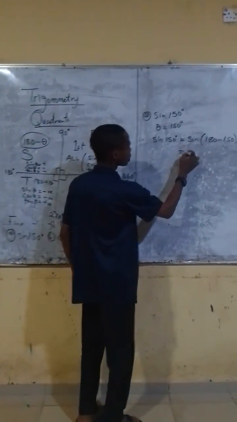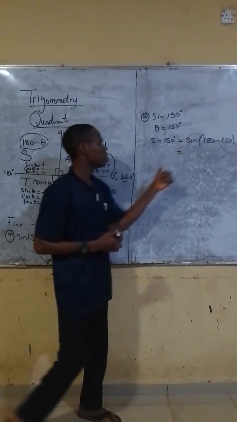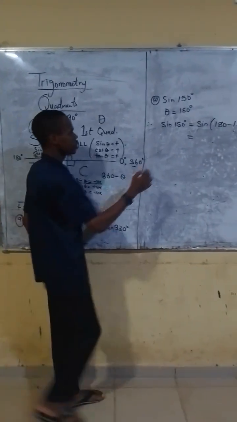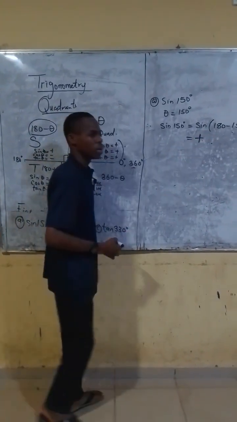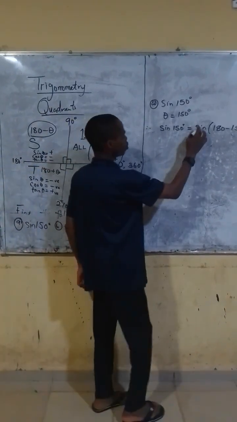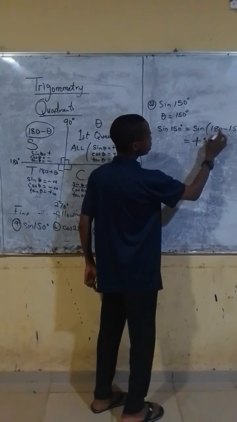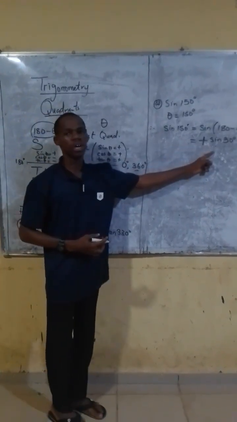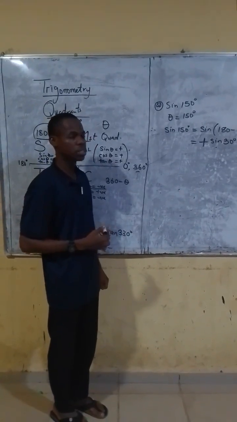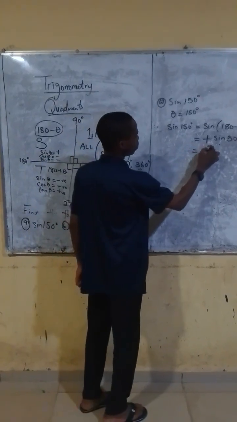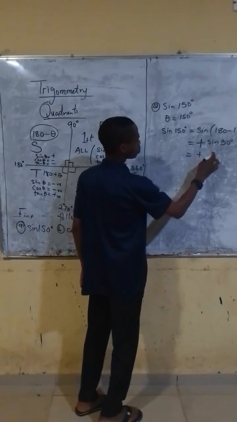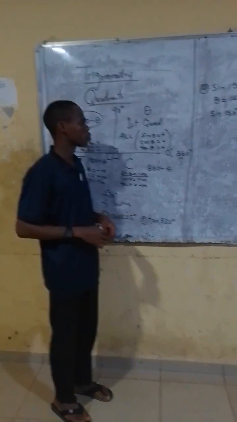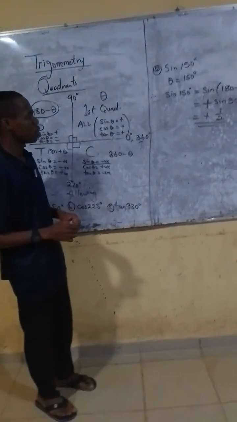So the next thing now is that after putting that, sine, is it positive or negative under the second quadrant? We can see that it is positive. That means whatever we'll be having here will be positive value. Then sine 180 minus 150 will give me 30 degrees. And that means the only thing I will be doing here now is to find the value of sine 30 degrees, which will give me plus sine 30 degrees, from what we did earlier was 1 over 2. That means our answer is positive 1 over 2 or 0.5, depending on how you were asked to do your answer.